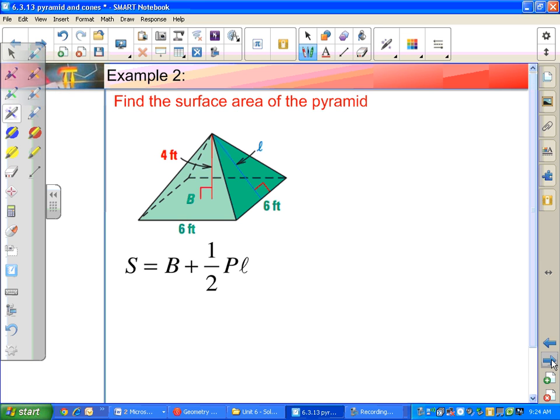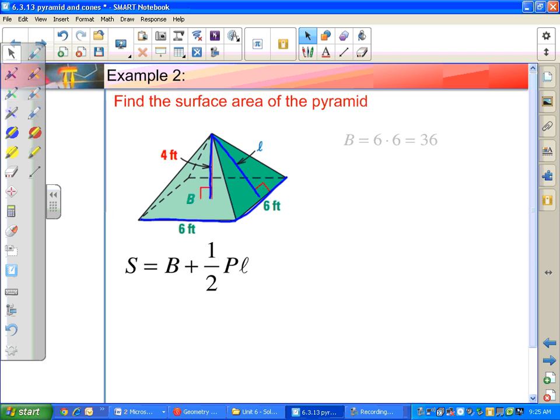Let's find the surface area of this pyramid. So we can see some of the variables that we already have been given. We can see that the height is 4, and we don't yet know the slant height, but I know that each side of my pyramid here is 6. So that means that the base of this pyramid is a square. So let's write down some of the information that we have.